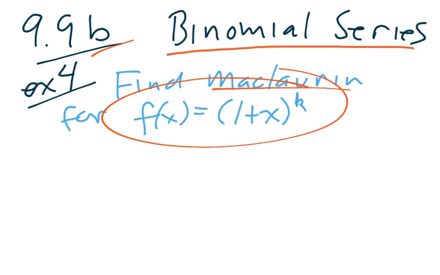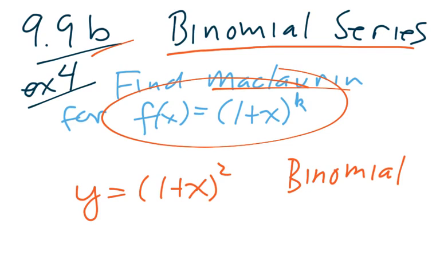We've seen this many times, like in algebra 2, you might see a function y equals 1 plus x squared or something very simple. But we're going to look at the general binomial, right? This is called a binomial, and there are binomial theorems about the expansion of this. But let's just go ahead and look at this example.